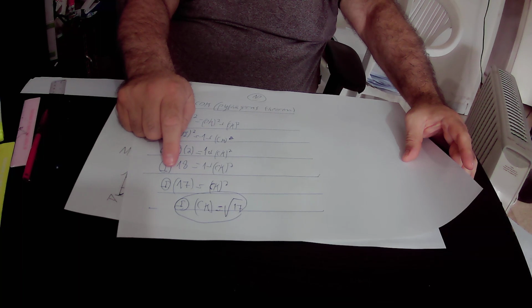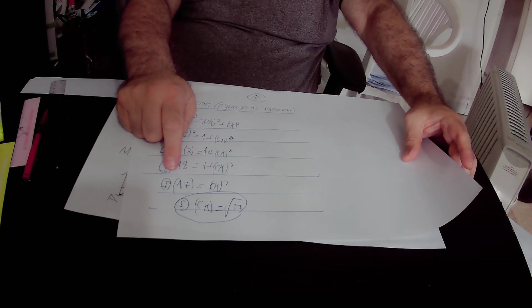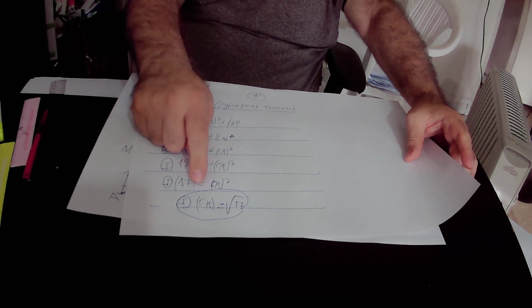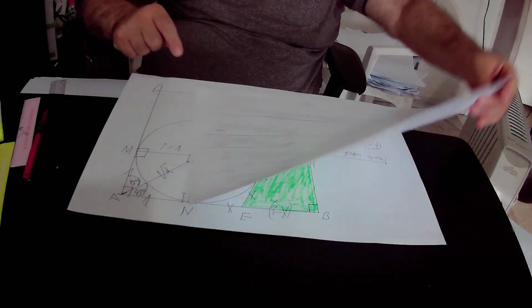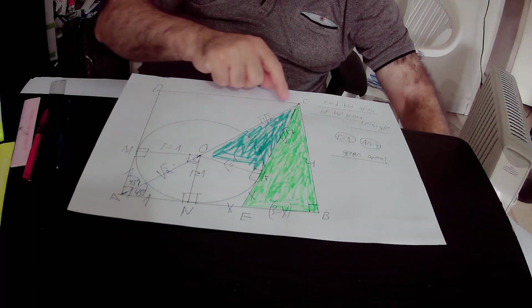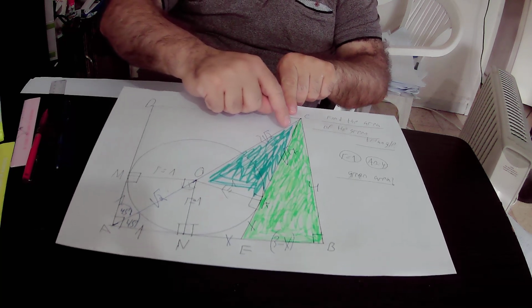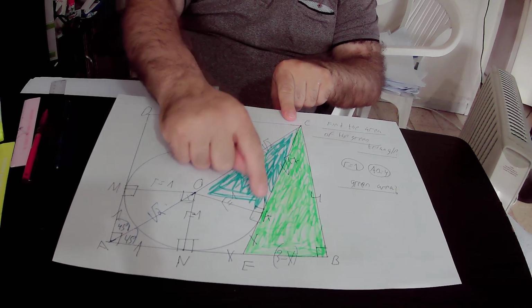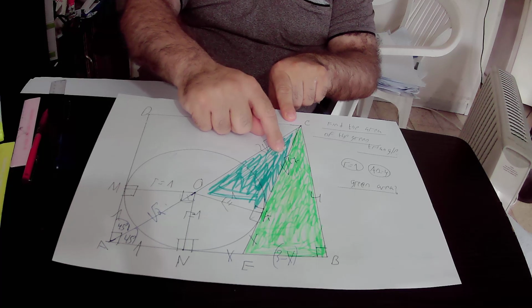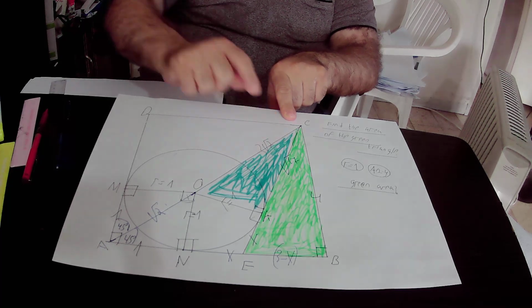We took a root of this equation number 1, and we found out that CK equals square root of 17 units.